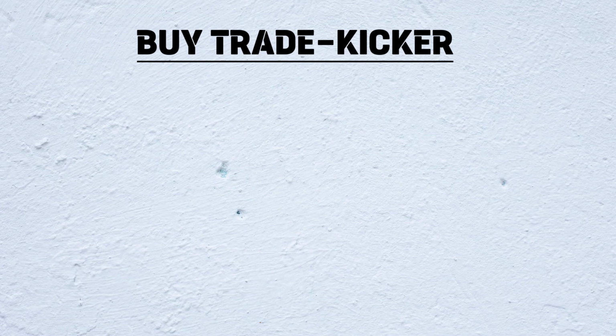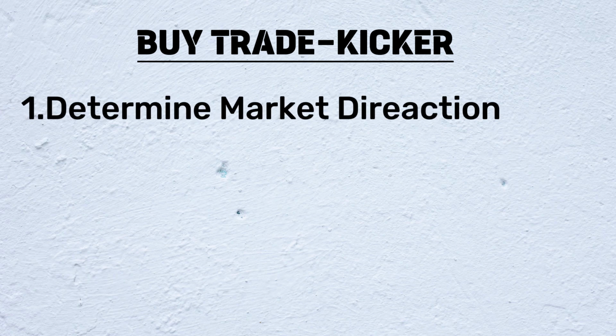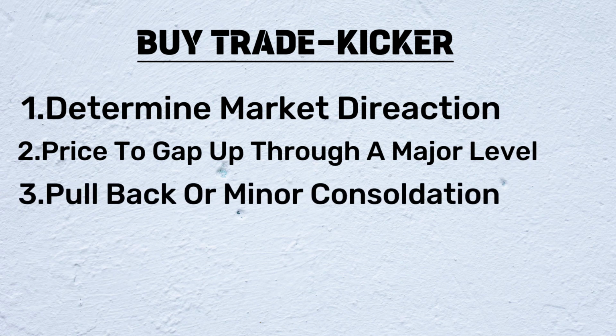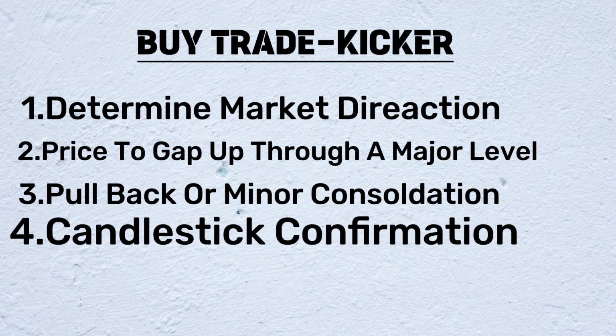The first condition is to find the direction of the general market. Then the second condition is wait for prices to gap up through a major level, forming a kicker signal. The third condition is we wait for a pullback or a minor consolidation to the T line. The last condition is to wait for a candlestick confirmation signal. This could be in form of a morning star signal or any buy signal. So now let's flip onto the charts and have a look at some illustrations.